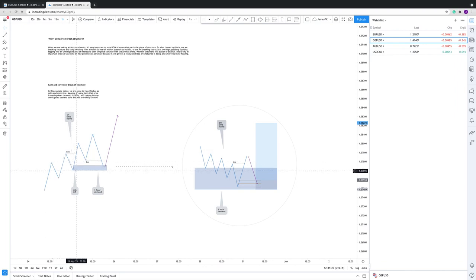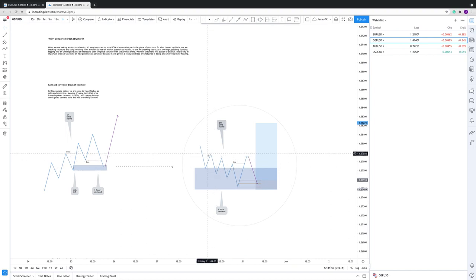So this would be our hourly demand, price tapped in. Now what we can see from this on a lower time frame, so this is the hourly. If we look to the right here, this is our 1 minute perspective. So this is our 1 minute time frame, and this is our hourly demand, this blue box here. This move coming down that broke structure will look like this on a lower time frame.